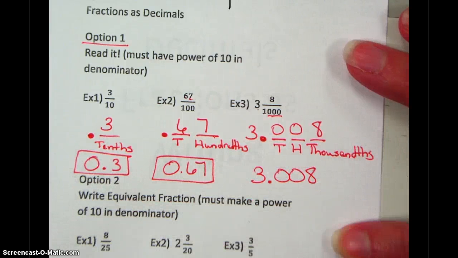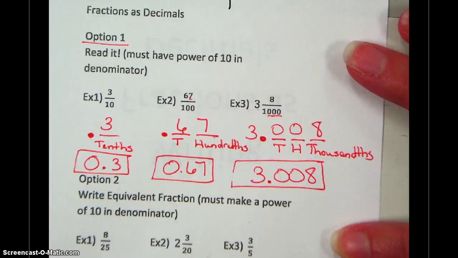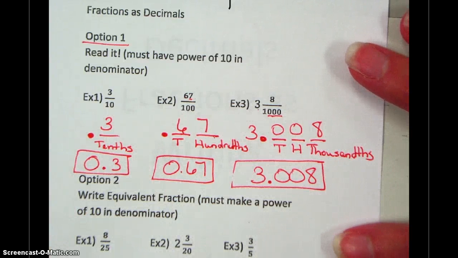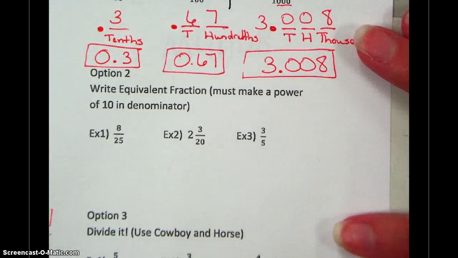0.008, thousandths. Option 2: if that doesn't work, meaning it does not have a power of 10 in the denominator, you can write an equivalent fraction so that it does have a power of 10 in the denominator.